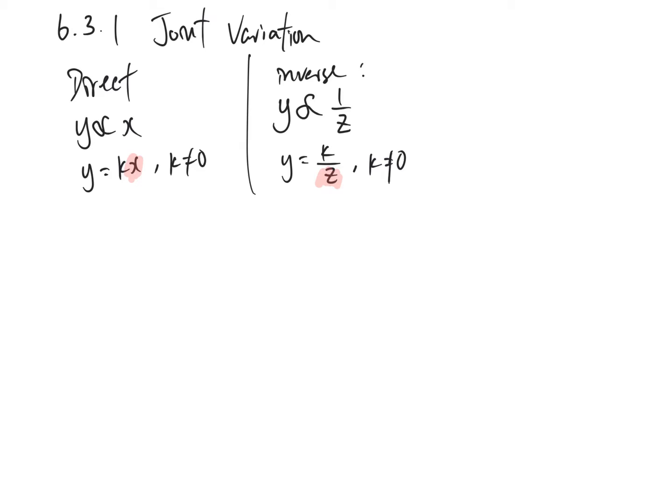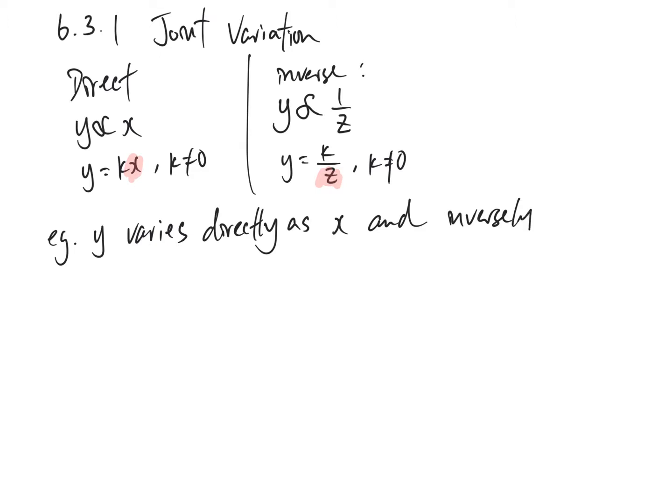But starting from joint variation, there will be more than one unknown involved in the expression. Let's take a look at how it looks. For joint variation, for example, if I tell you that y varies directly as x and inversely as z, we can break this sentence into 3 different parts.